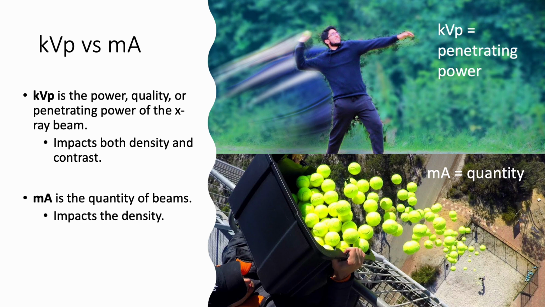The KVP impacts both the density and the contrast of our image. Remember, the density is how dark or light it appears, and the contrast is how well we can tell the difference between shades of gray. The MA is the quantity of beams, and I think of this being a whole bunch of tennis balls being thrown. So how many tennis balls or how many x-rays are thrown is set or determined by the MA. And adjusting your MA impacts just the density, so it impacts how dark or how light something is.